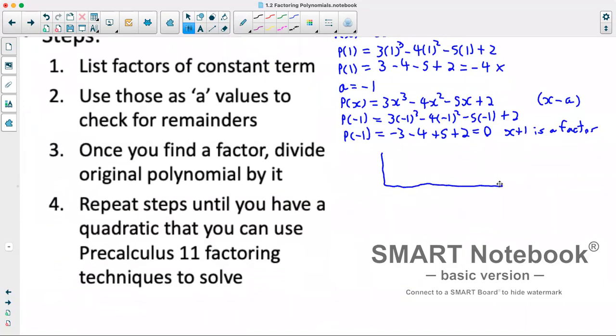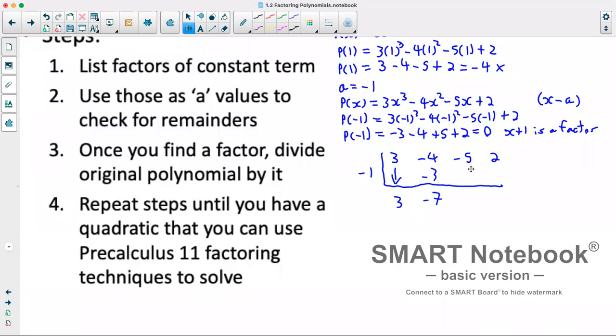Okay, so if I'm doing synthetic division, I'm taking my coefficients. So I've got 3, negative 4, negative 5, and 2. Our a value is out here at negative 1. We bring down our first term. So that's 3 times negative 1 gives us negative 3. Adding these gives us negative 7.